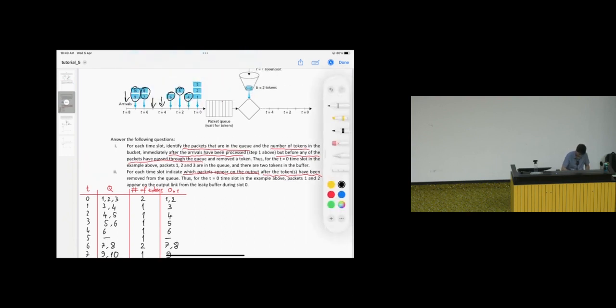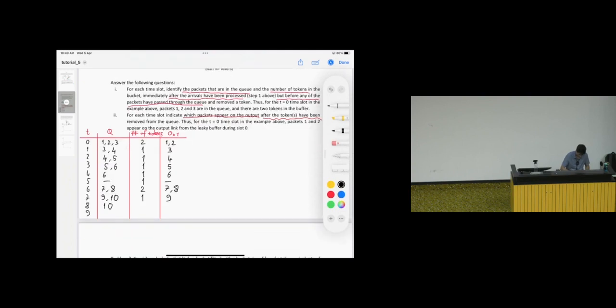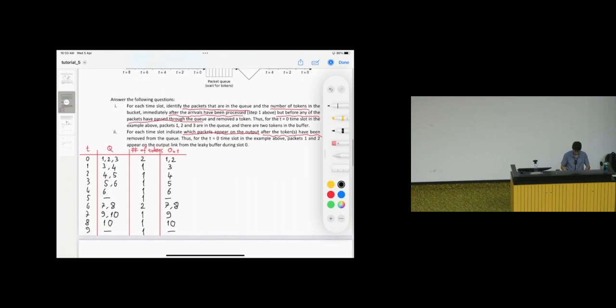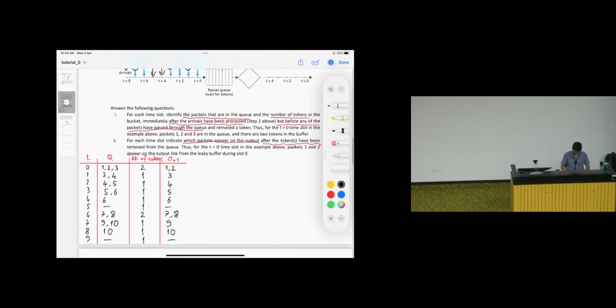At time 8, there is no new arrival. I spent one token, I replenished one, so I still have one, and that token will remove packet number 10. Then I'm going to be left with no packets in the queue, and I'm going to have one token, and I'm going to output nothing. Okay, so this is the answer to both questions.